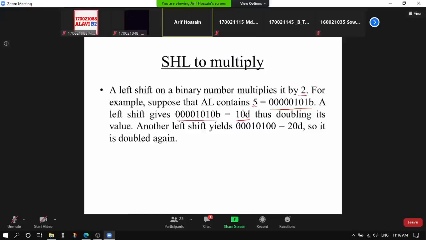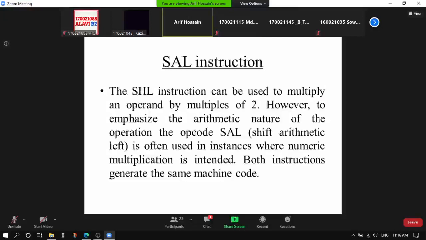The same thing, if you perform another left shift over here, you will get this one, and that is basically your 20D. So you are multiplying 10 by 2. Is it okay? So a left shift on binary actually multiplies it by 2. Is it understood up to this? Rather very simple, okay? Okay, moving forward.